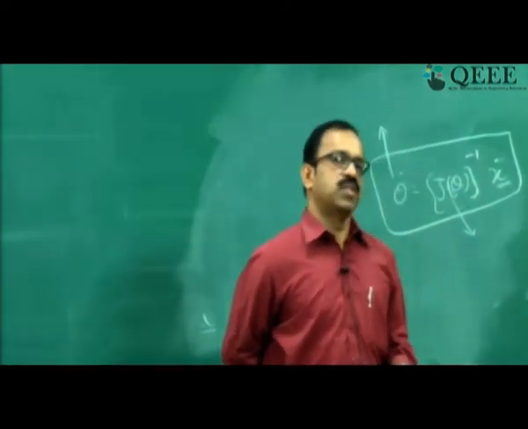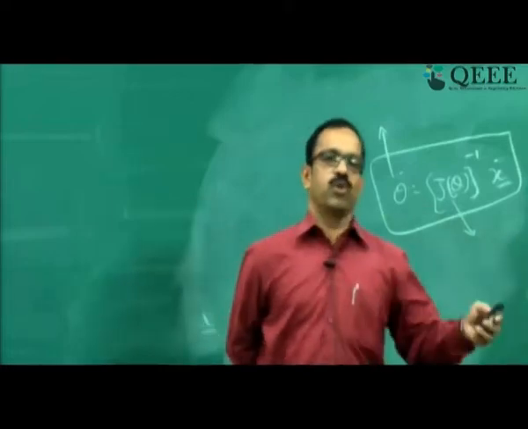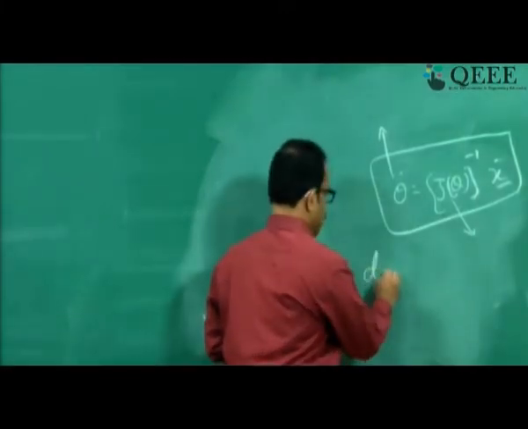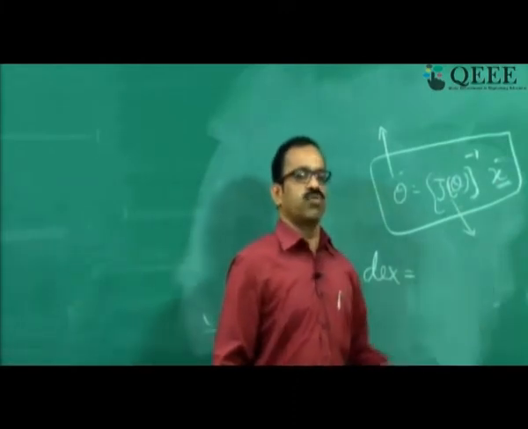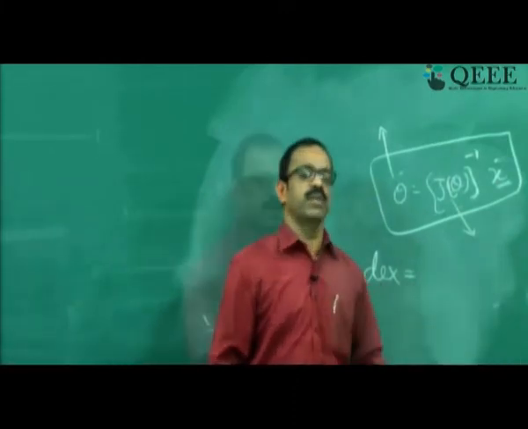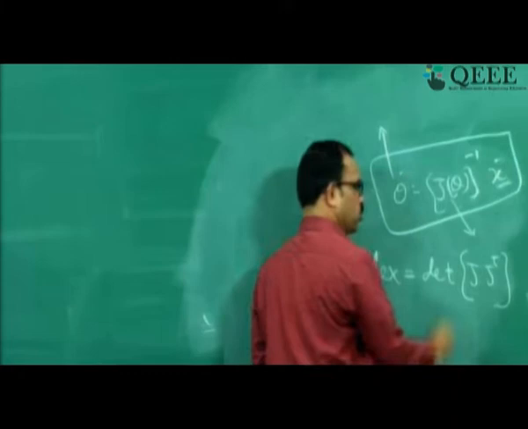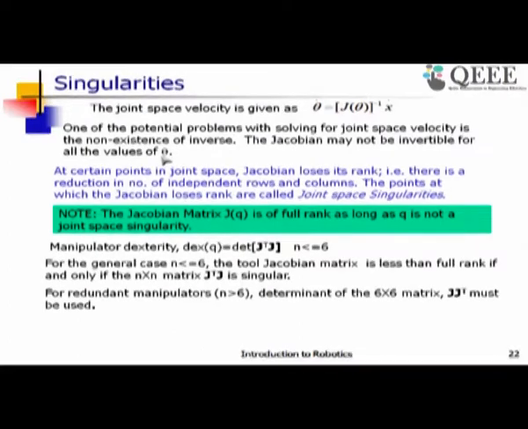And at this singularity, you will not be able to get the desired movement of the manipulator. How close the robot is to a singularity is normally measured using a term called the dexterity of the manipulator. If the dexterity is very low, close to 0, then you are basically saying that it is in singularity. This is measured using the determinant of J transpose, and by looking at this you will be able to tell that the manipulator is very close to a singularity or is in the singularity space.